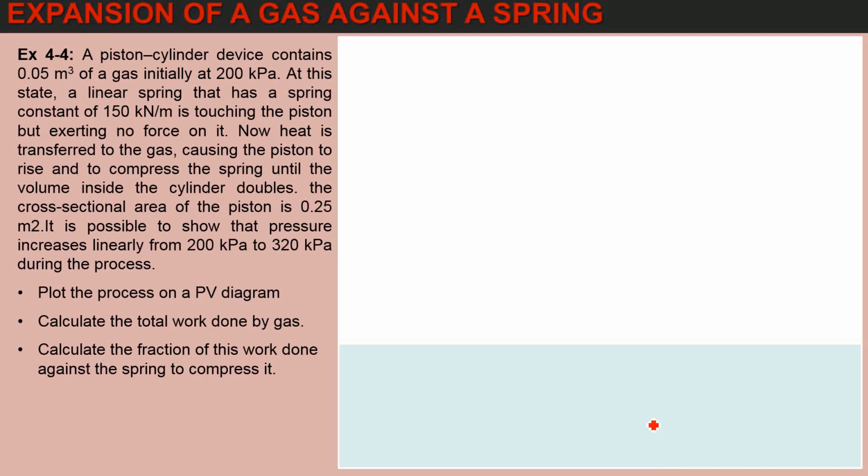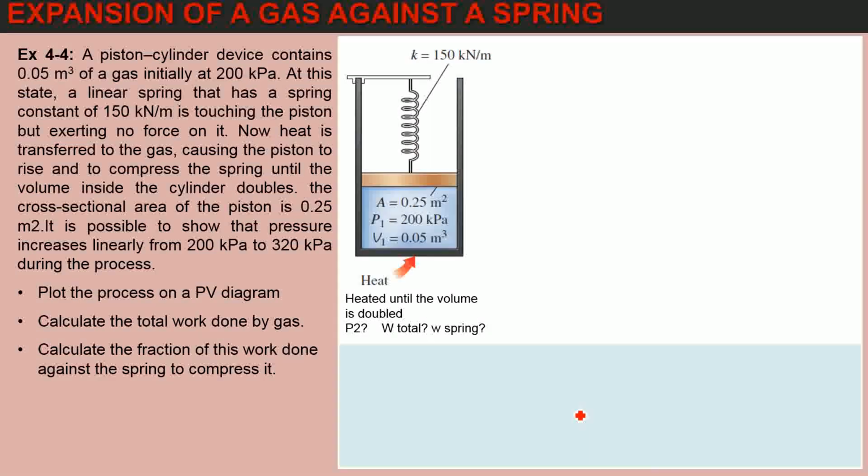So we have a piston and cylinder device with the piston held with a spring. At the beginning of the process, the spring is not compressed, so there is no force from the spring on the piston, and we are given the area of the piston, pressure and starting volume, and we are told that the piston cylinder device is heated until the volume is doubled.